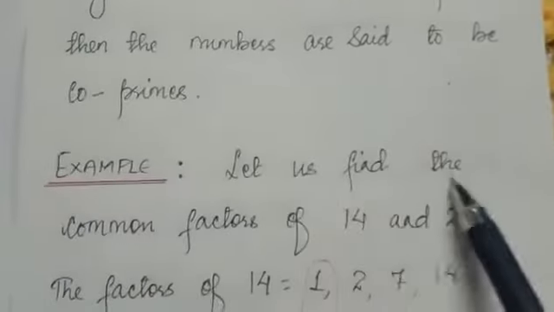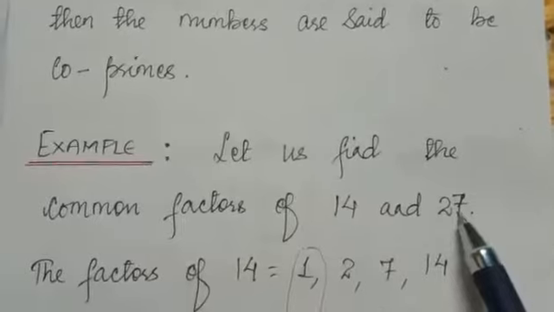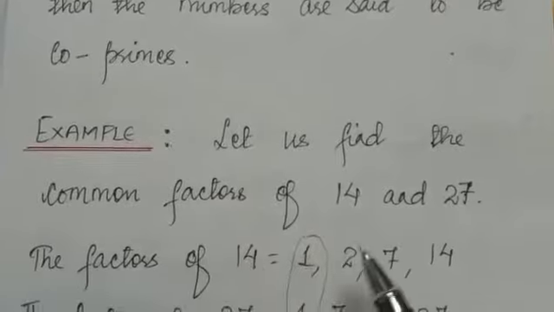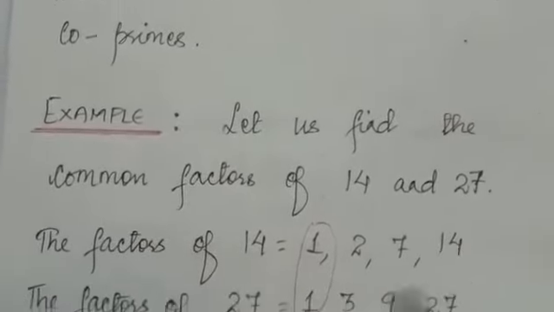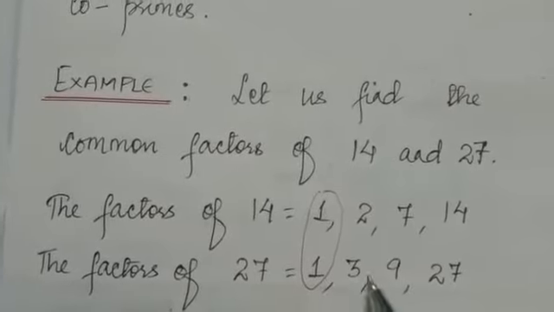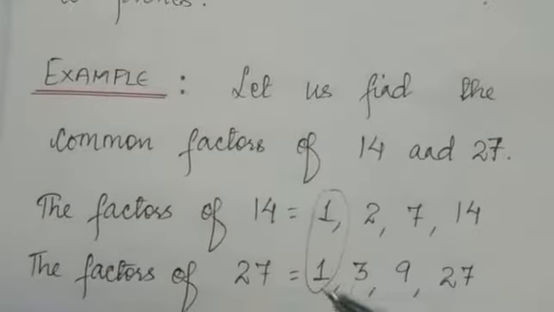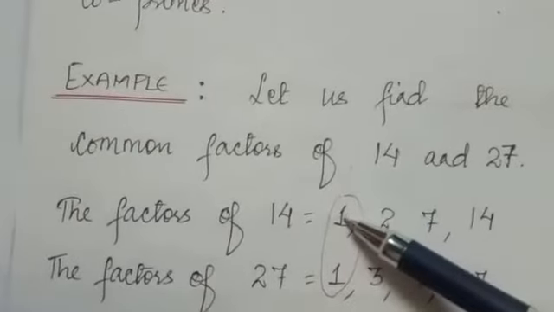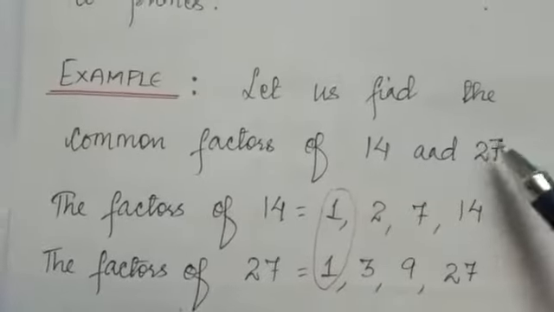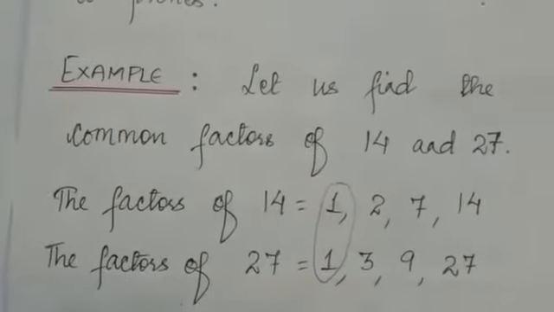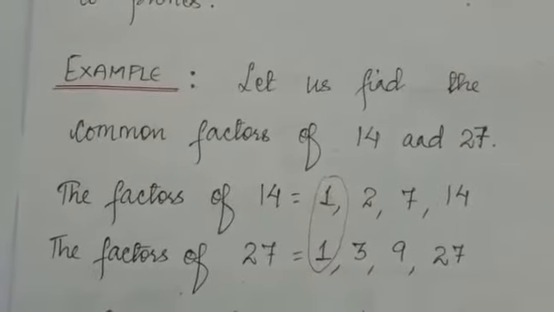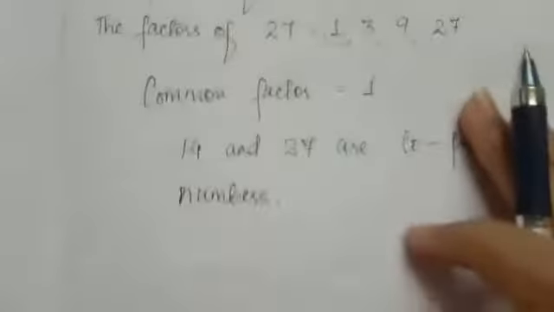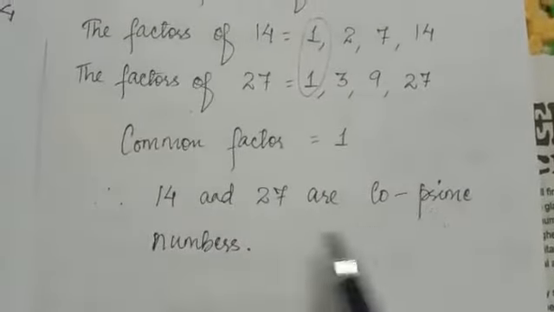Example: let us find the common factors of 14 and 27. The factors of 14 are 1, 2, 7 and 14, and the factors of 27 are 1, 3, 9 and 27. If you find the common factors of 14 and 27, you will find only one as a common factor. That means 14 and 27 are co-prime numbers. So those pairs of numbers which have only one as a common factor are called co-primes.